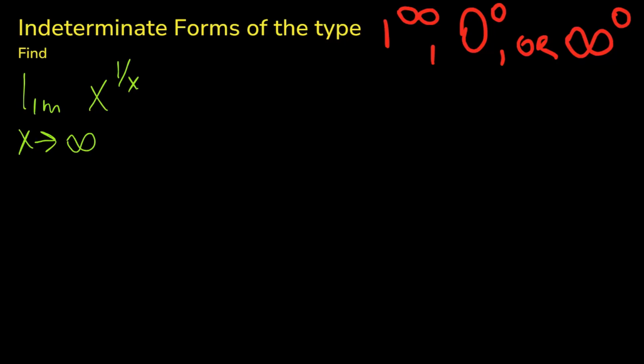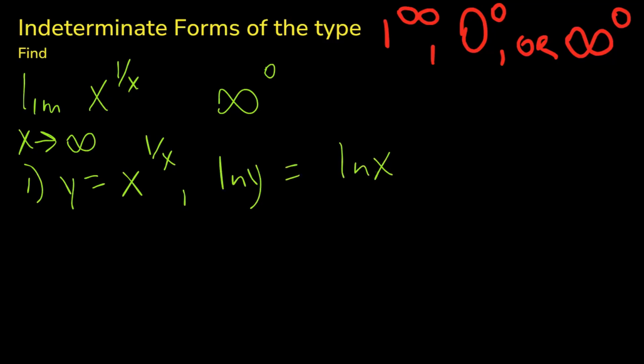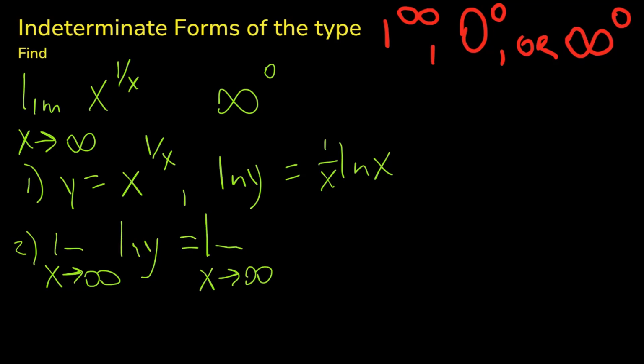Now, for this last one, we have an indeterminate form of the type infinity to the 0 power because the base is approaching infinity and the exponent 1 over x is going to approach 0. So the first thing we would do is let y equal x to the 1 over x and then natural log both sides. And it would be natural log of x to the 1 over x, but by the power property, I'm just going to rewrite it as 1 over x times natural log x. Now we take the limit as x approaches infinity of natural log y, which is the limit as x approaches infinity of natural log x over x.